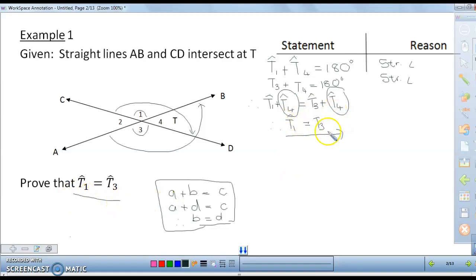And I always look, did I prove what they asked me? And I can say yes, it's proved. T1 is equal to T3. I hope you get it. So let's do the next example.